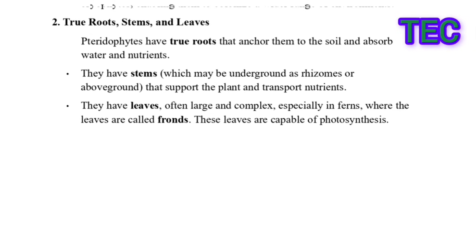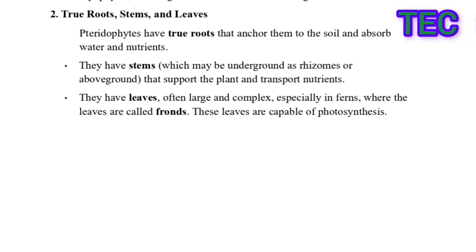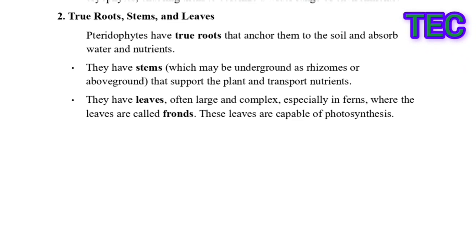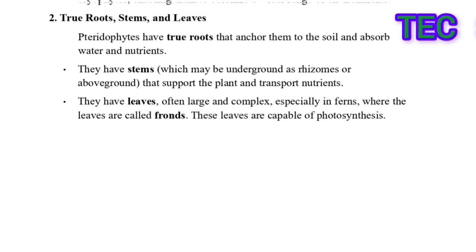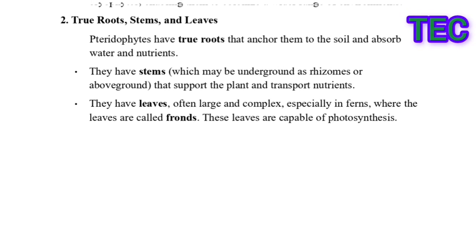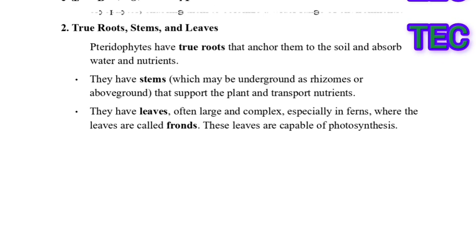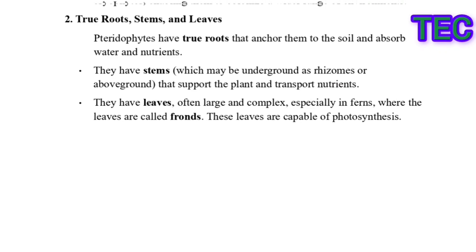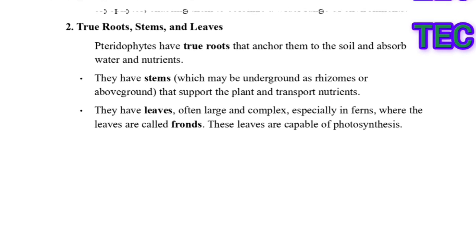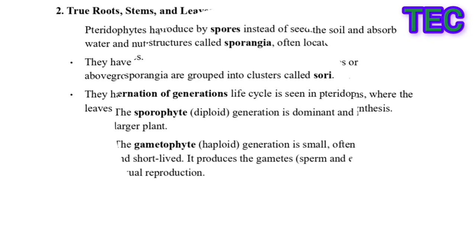They have leaves, often large and complex, especially in ferns, where the leaves are called fronds. Now, the leaves of a fern are called the fronds. These leaves are capable of photosynthesis. So the leaves are exposed to the environment for photosynthetic purposes.